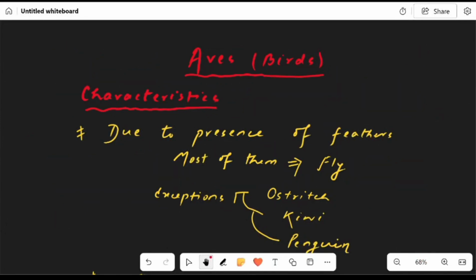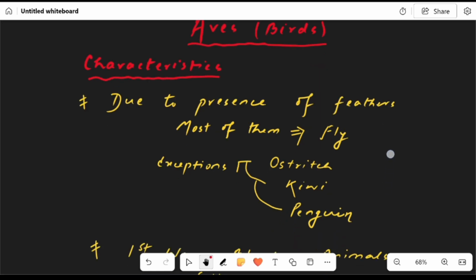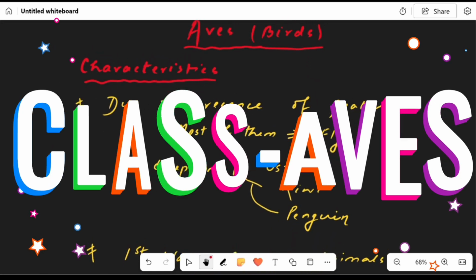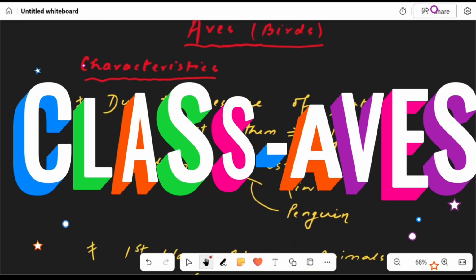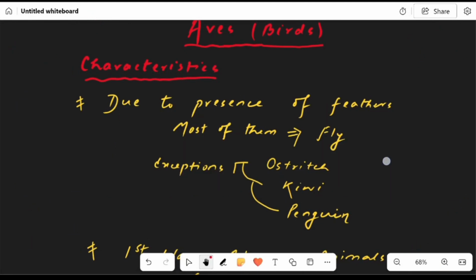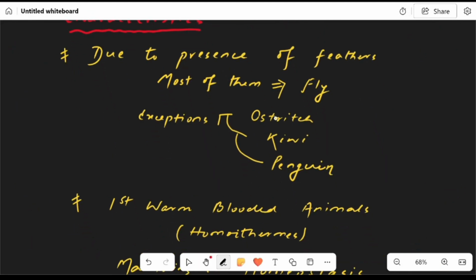In continuation with the lecture series on Animal Kingdom, today we are going to discuss about aves, the birds, and then mammals. So what are the characteristics of aves or birds? They have feathers. Because of the presence of feathers, they are able to fly. The exceptions are ostrich, kiwi and penguin. They can't fly.